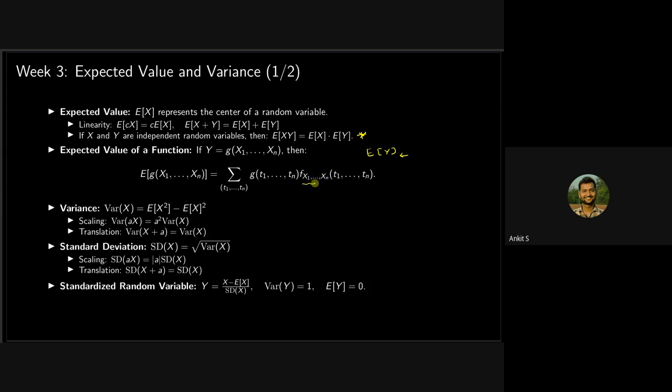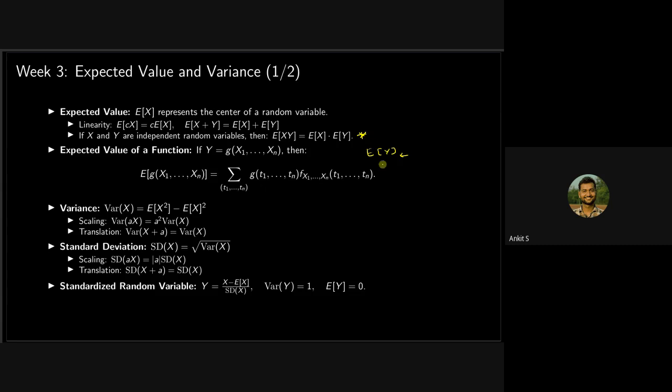So what are we using here? We are using fx1 to fxn. This is essentially the PMF of x, the distribution of x. So we are using information about the distribution of x to calculate the expected value of y. We just need to multiply the function times this.